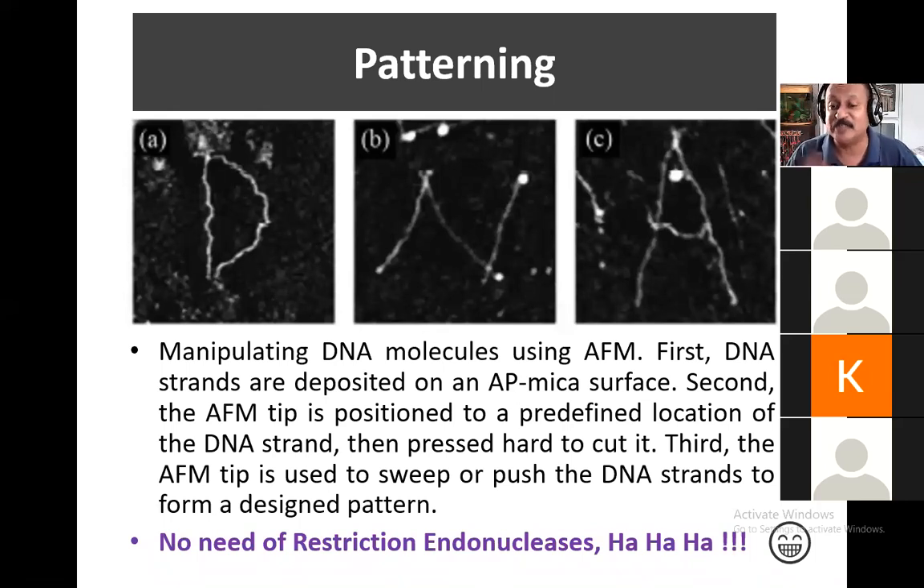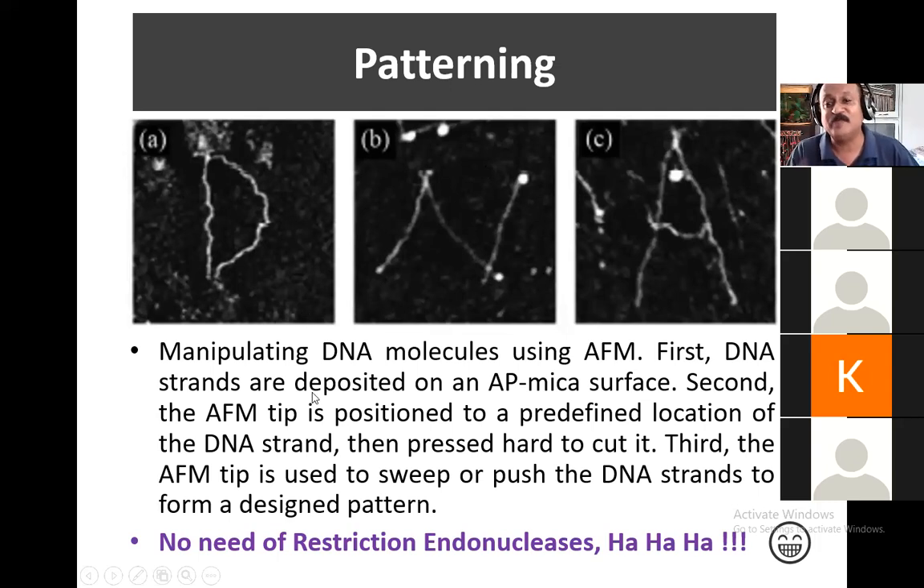You will be very, very surprised to know that this material itself is DNA. Is it interesting? Yes. The material used for making this letter is DNA itself, and it is made into that particular shape by using an atomic force microscope.